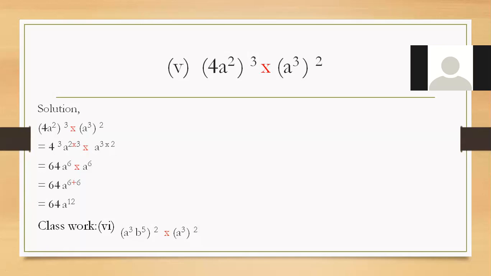Sir, can we add even if the power is different? Yes, the base must be the same. If the base is the same, then we can add the powers, okay? Different powers will be added. If here is 2 and here is 3, then 2 plus 3 we have to do, 5. Are you clear now?